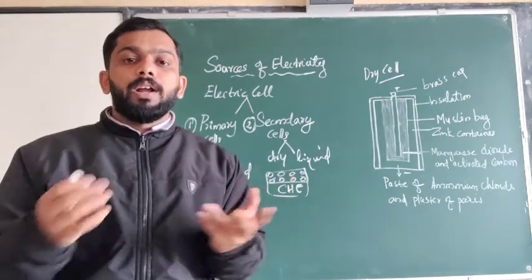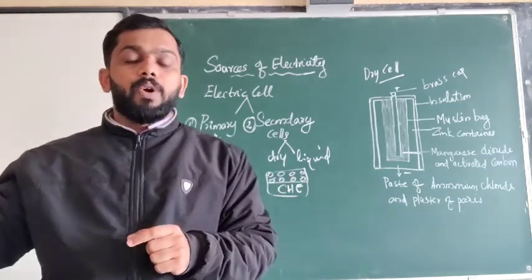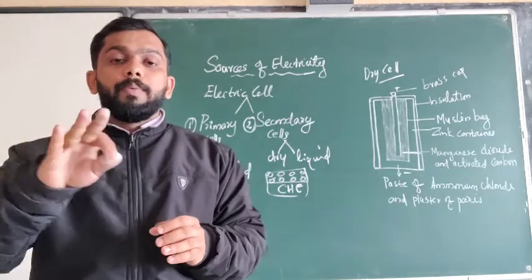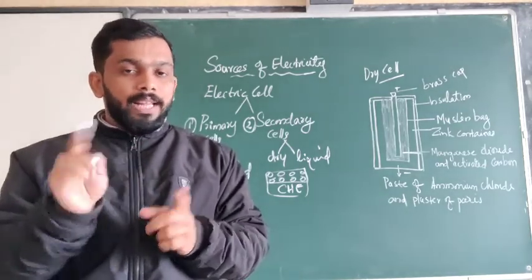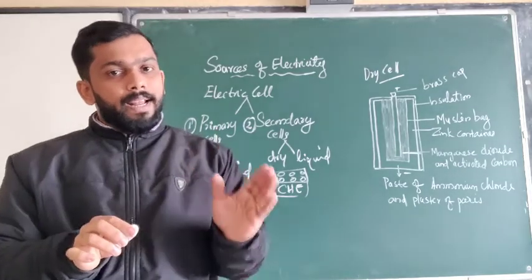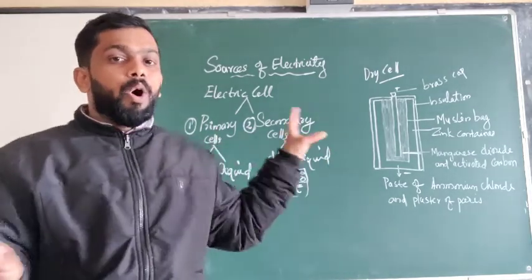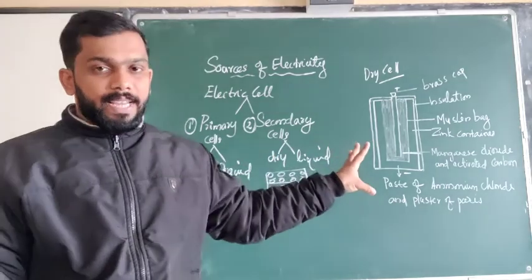When the charge is over, we recharge. That means we put it in the socket and switch it on, so that electric energy is stored in the form of chemical energy. That is also not a liquid cell, that is a dry cell. So there are dry cells and liquid cells in both primary cells and secondary cells.